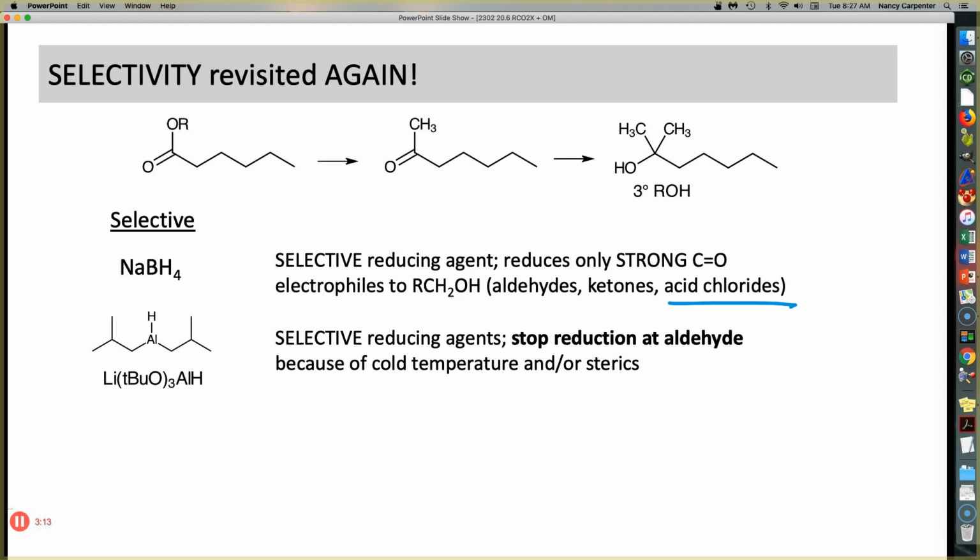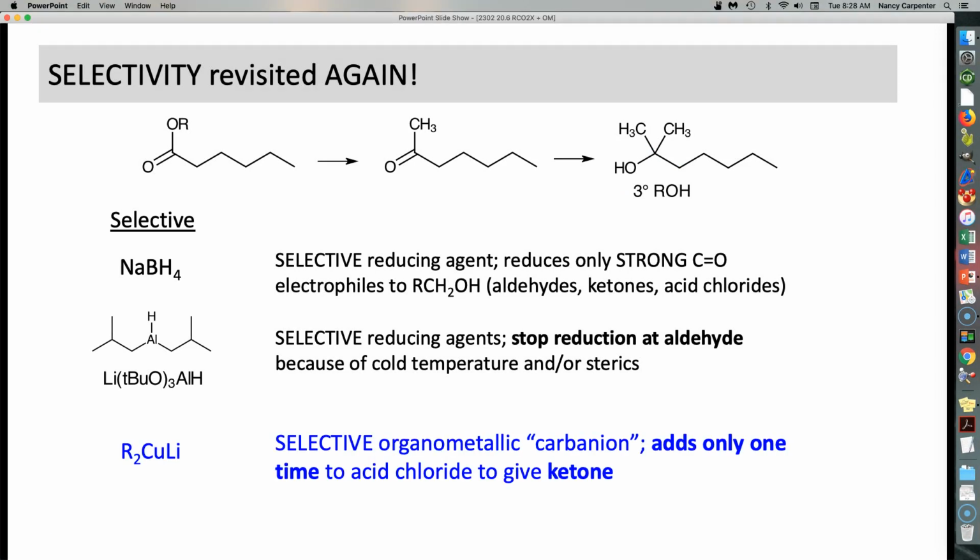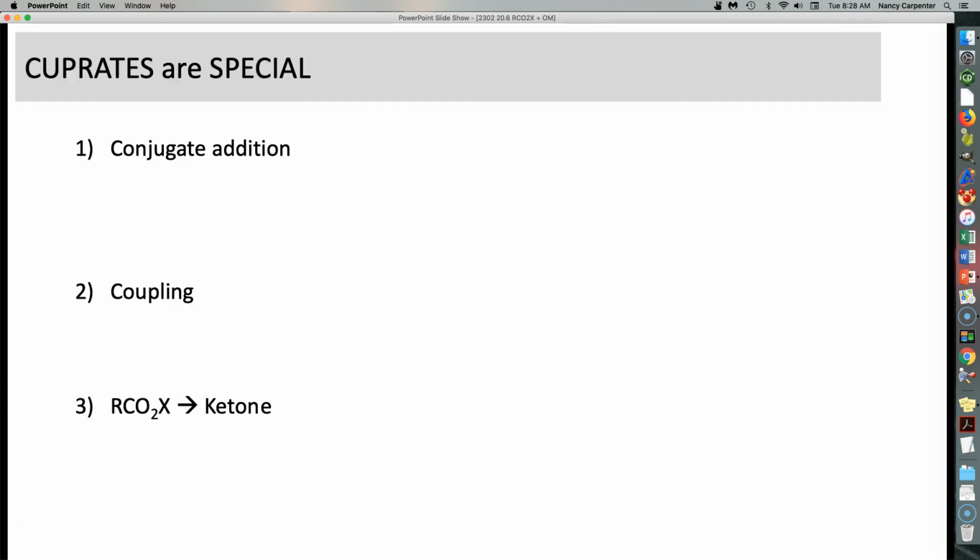So we would really like to have something in the organometallic realm, I should say, that acts like this. Is there not some organometallic that would just add once selectively and then not add again to give us the tertiary alcohol? Well, there is, and that organometallic is the cuprate. Okay, so cuprates once again are special. They're selective R-, and luckily enough, a cuprate will add only one time to give the ketone.